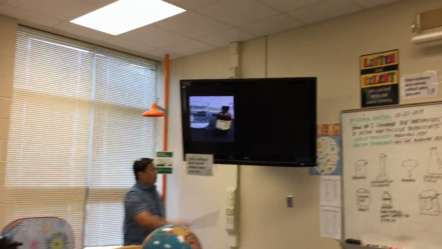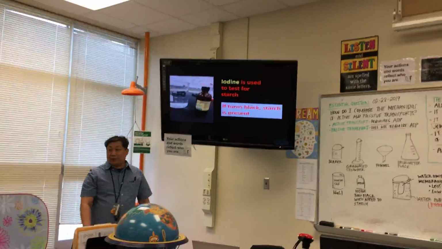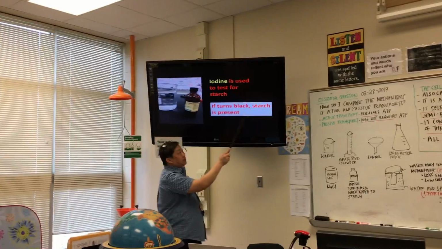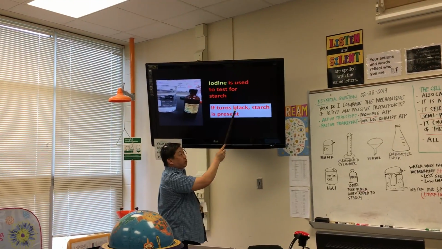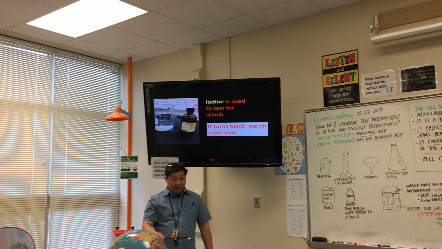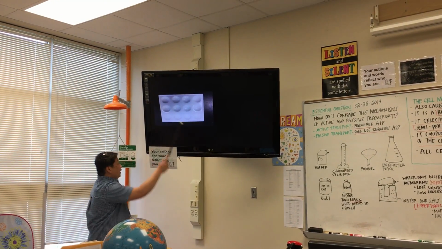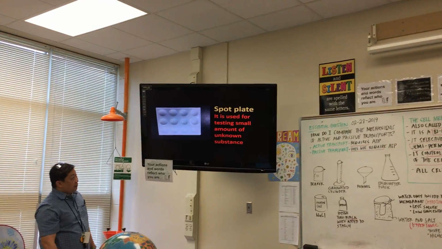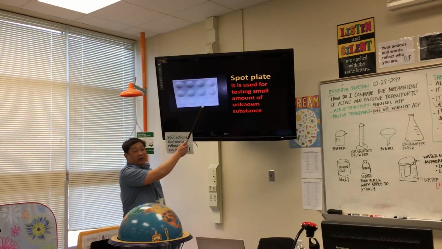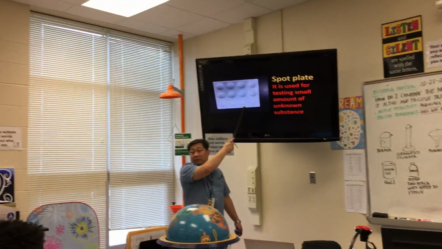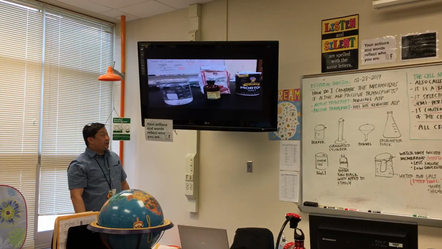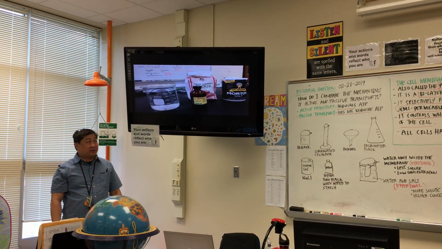And this is the iodine. And we will use this iodine to test for the presence of starch. When this iodine is added to a substance that contains starch, it turns black. So, if the iodine turns black, starch is present in that substance. This is the spot plate. And this is used for testing small amounts of unknown substances. And this is the container that we'll be using to test if a substance contains starch or not.